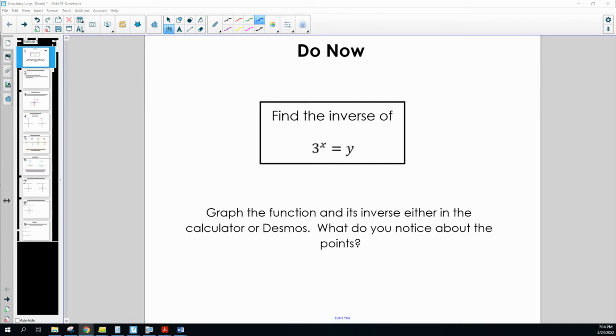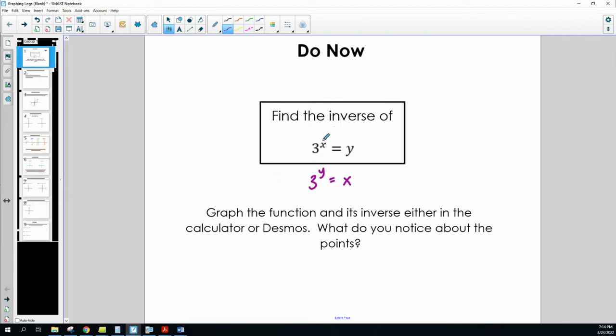In this lesson, we're going to look at how we can graph logarithmic functions. Before we do that, we're going to look at how to find the inverse of this exponential here. If we have 3 to the x equals y, we should know from previous units that in order to find the inverse, the first thing we need to do is switch the x and the y. So we're going to make this 3 to the y equals x.